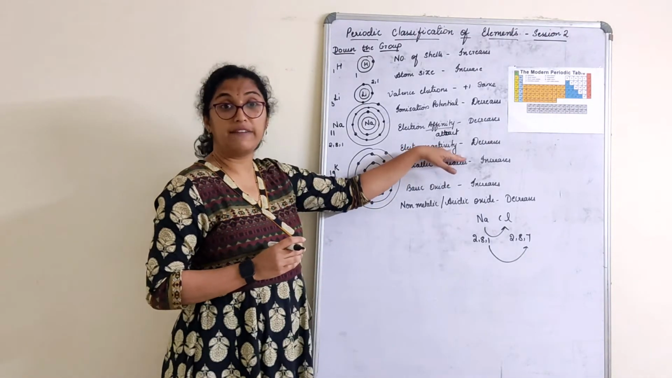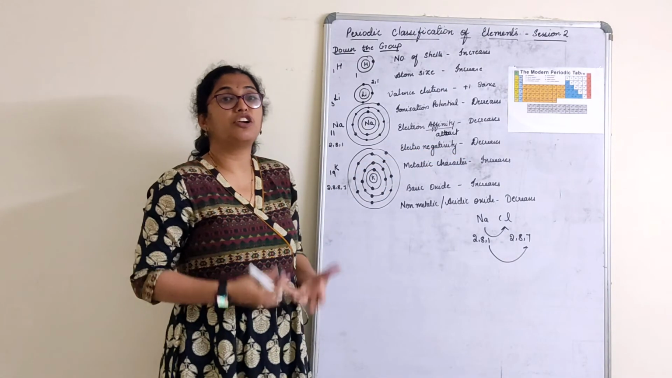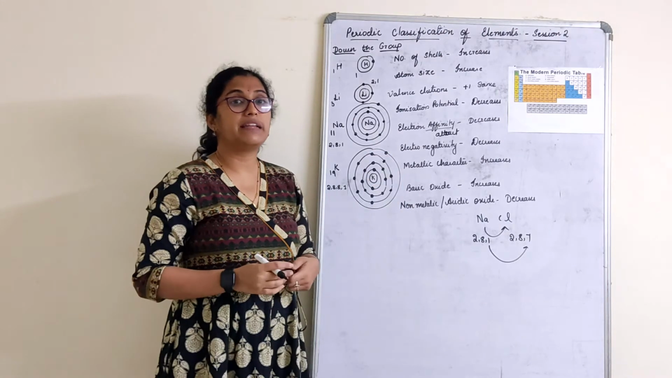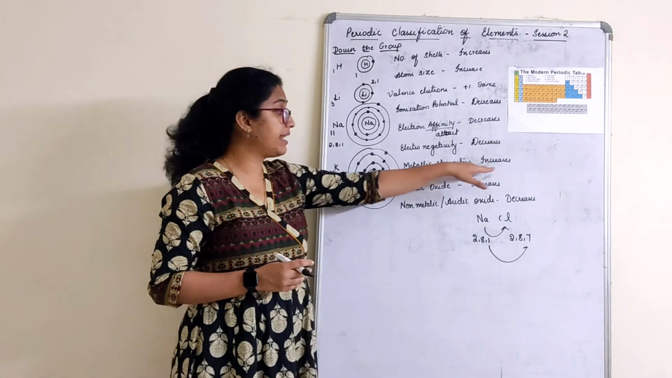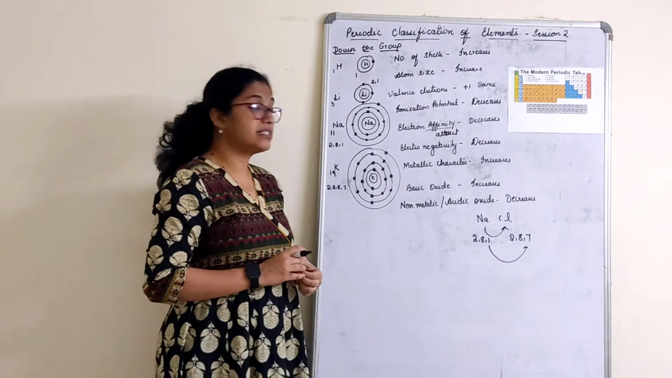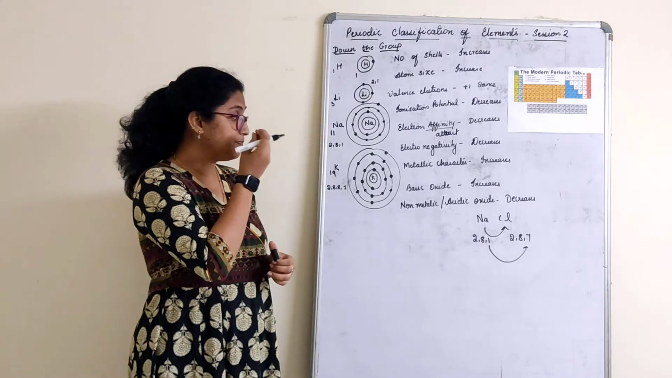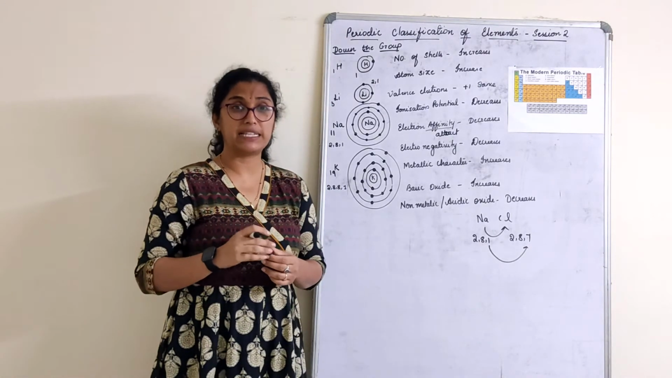So electronegativity has to decrease because electrons are going from that. So electrons are not remaining only. So electronegativity decreases, metallic character increases. Basic oxide increases. We all know that all metallic oxides are basic in nature.